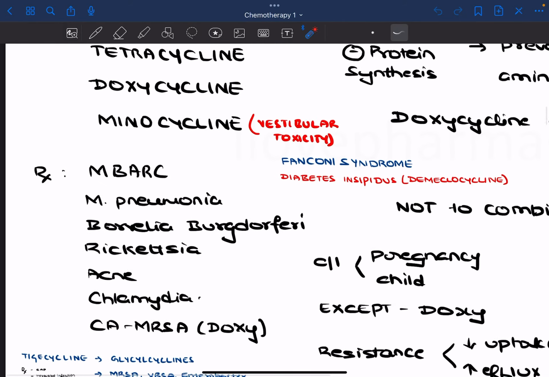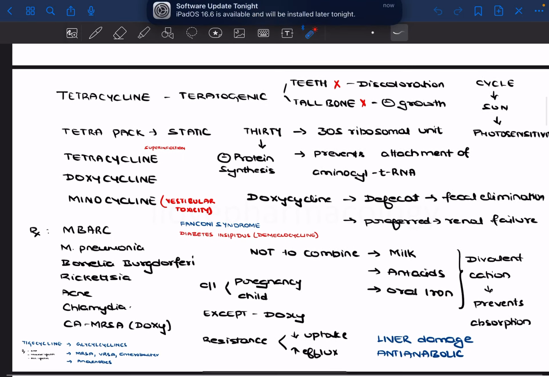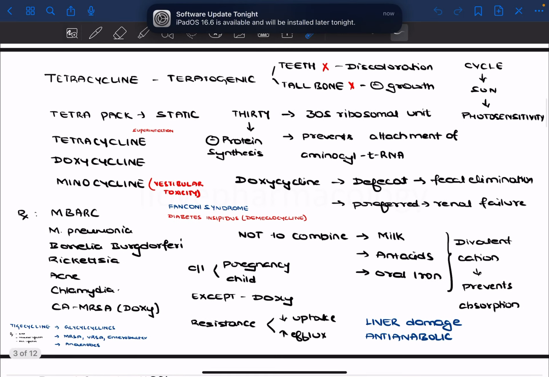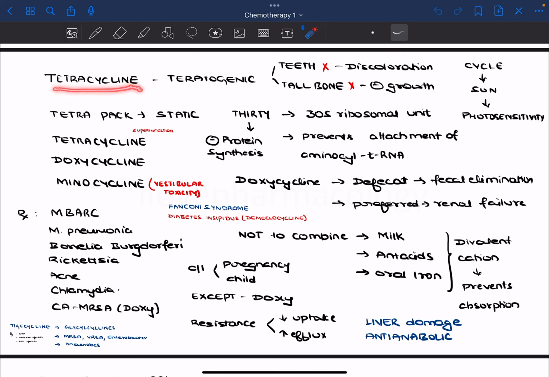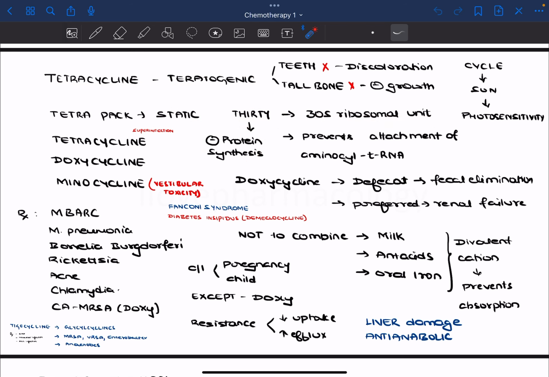So to summarize, what are the things you should remember under the tetracyclines? So please remember tetracyclines, you need to remember T for T. All of them start with T. So they're teratogenic in nature. They act on the 30S ribosomal subunit. They inhibit protein synthesis. They're bacteriostatic in nature. And basically it will affect two things: one is the teeth and the tall bones. It can cause superinfection because of the broad spectrum of activity. Minocycline specifically can cause vestibular toxicity.